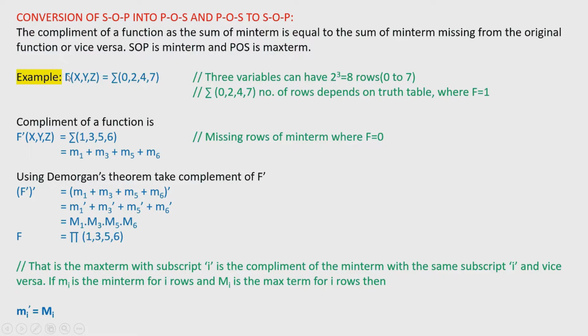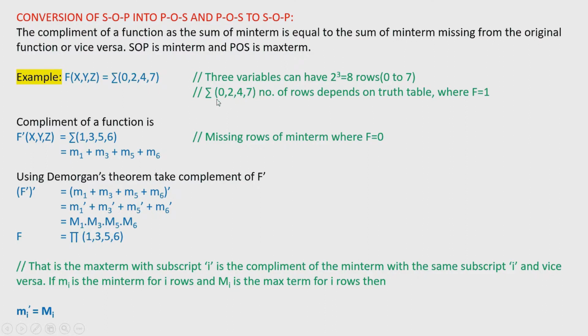Now in the case of this function, the minterm form has these 4 rows where the function value is 1. So here you can see sigma 0, 2, 4, 7, that is the number of rows on the truth table. If you observe the truth table, these are the rows where f equals 1. So there are 4 rows in the truth table where f equals 1, that is the designation 0, 2, 4 and 7 in terms of the minterm designation.